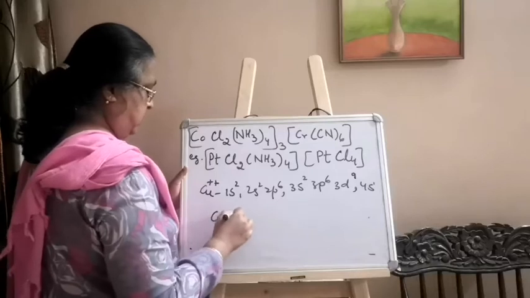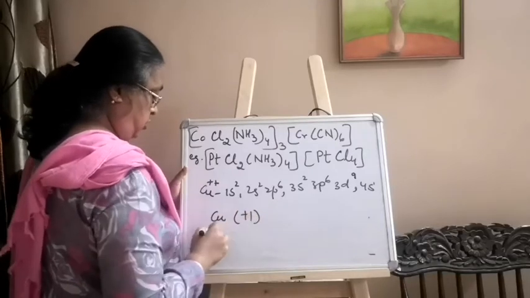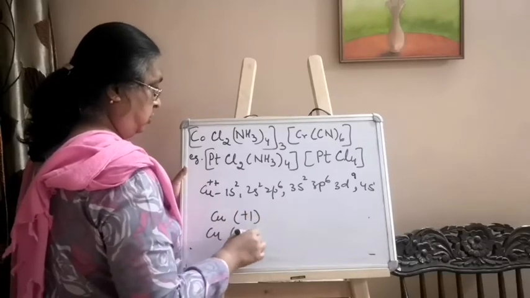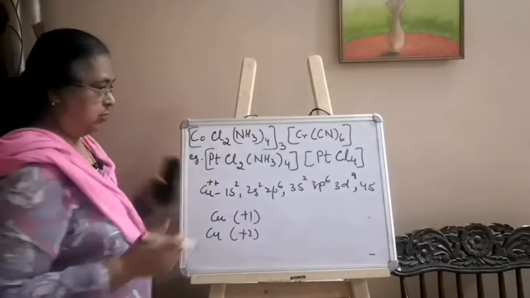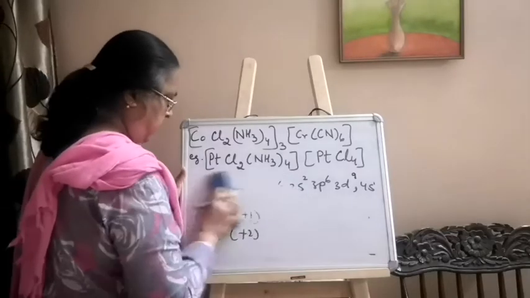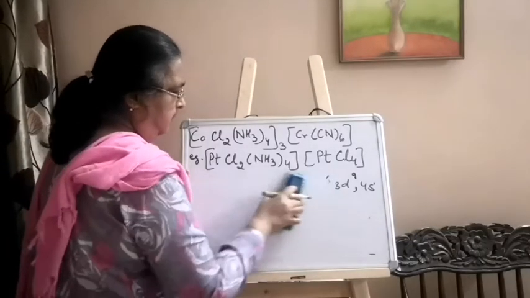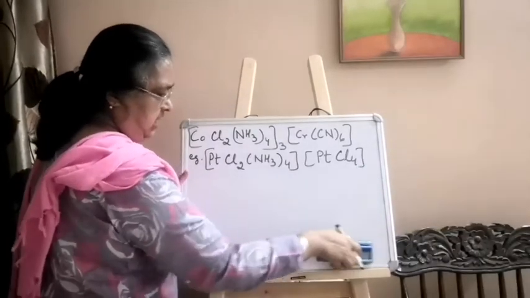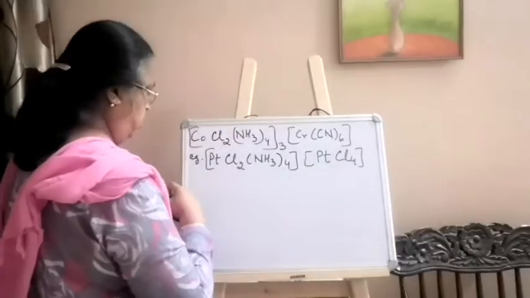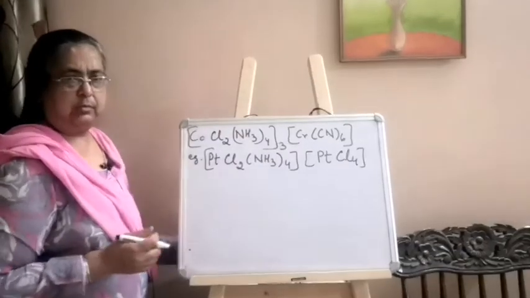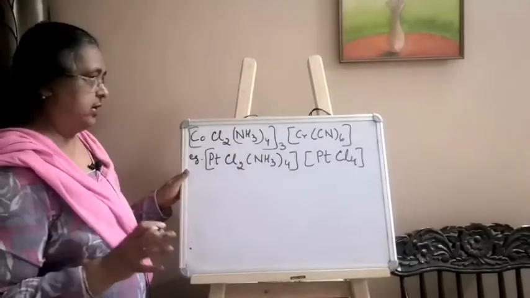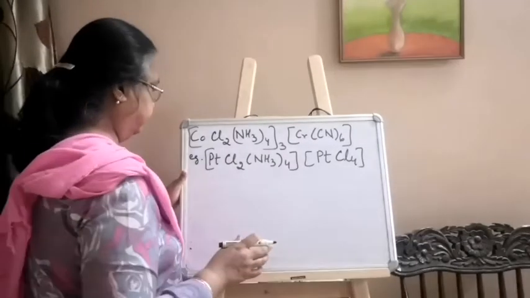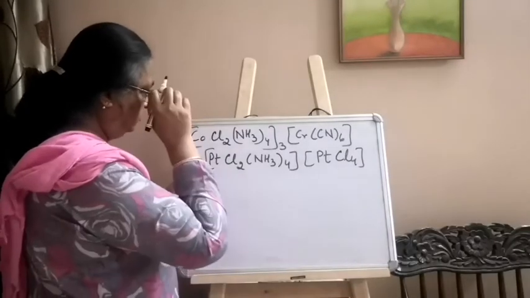So copper valency can be plus 1 or plus 2, depending upon how many outer electrons it is losing. This part depends upon the configuration, and you can study it in detail in D block elements. It is based totally on the configuration of the central metal atom.